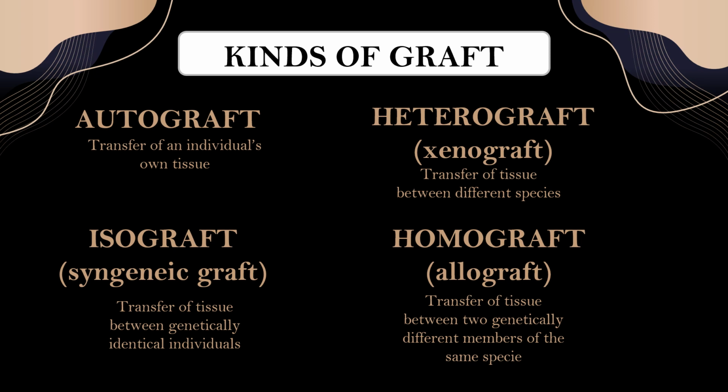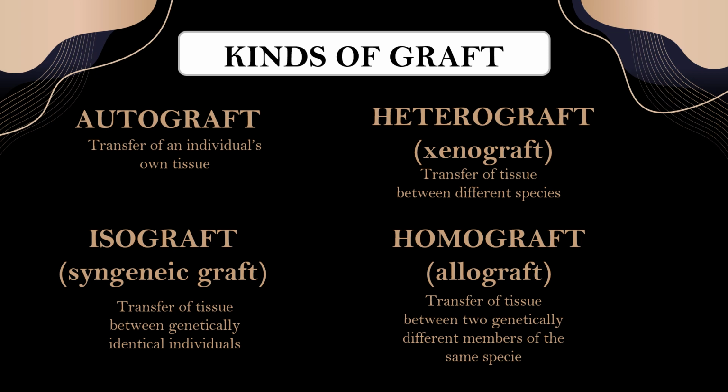These are the different kinds of graft. When we say autograft, this is the transfer of an individual's own tissue and is regularly accepted by the body. Isograft, also known as syngeneic graft, is the transfer of tissue between genetically identical individuals. One main example is identical twins. In this case, class, the graft is usually accepted permanently.